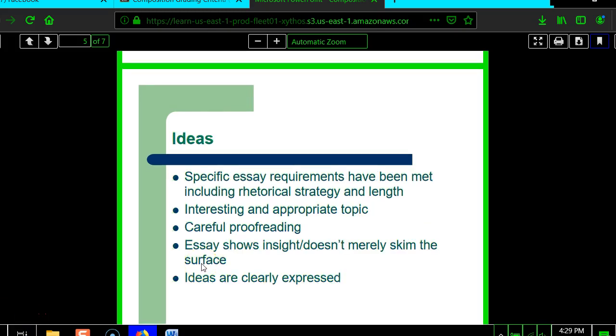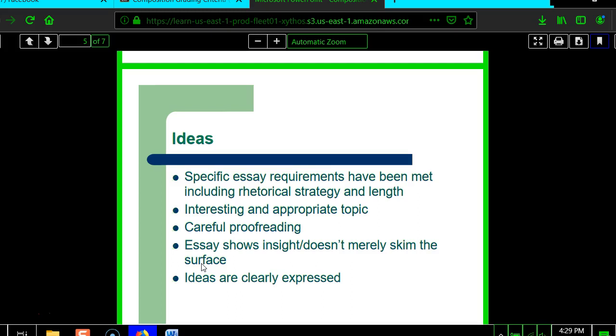Under Ideas, I will be looking for assignment-specific requirements. Did the writer use the appropriate rhetorical strategy? If the essay does not meet the assignment-specific criteria, it will be returned to the student with a week to revise. MLA format is also evaluated here.